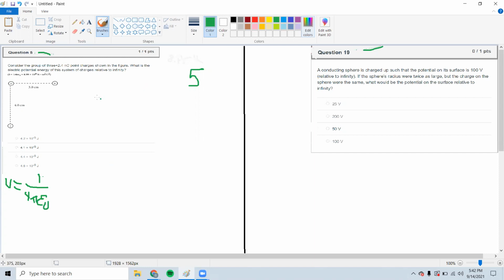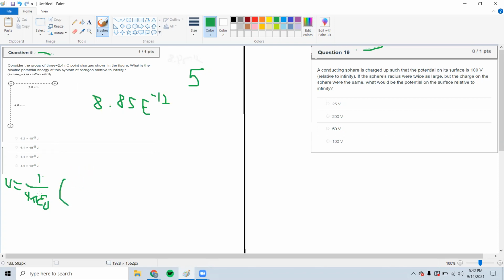And we know that the electric constant is 8.85 times 10 to the power of -12. And then we're going to be multiplying this by the charge divided by the distance. And we're going to include one of these for each point that we have. So we have 3, so we're going to include 3 of them just like this.